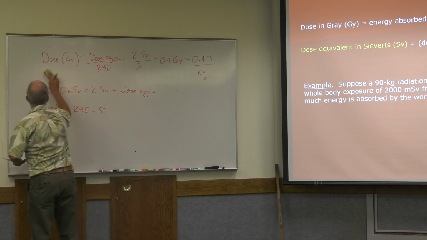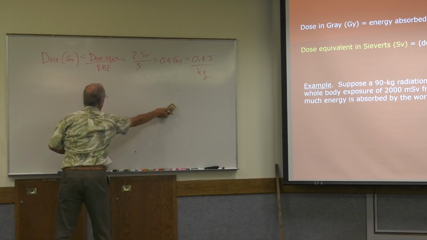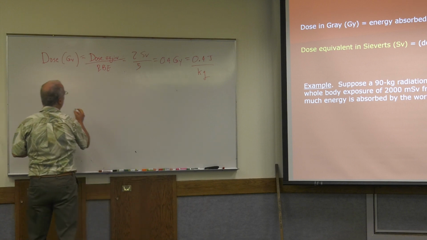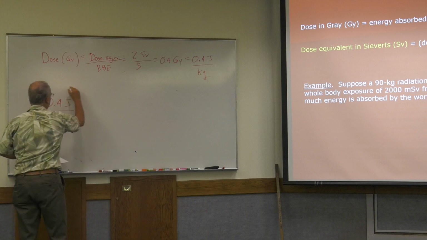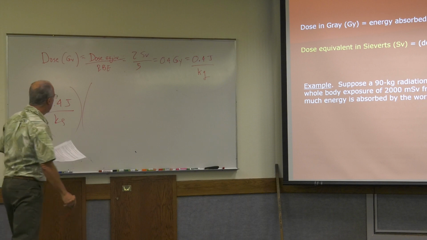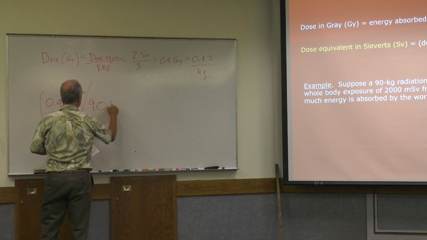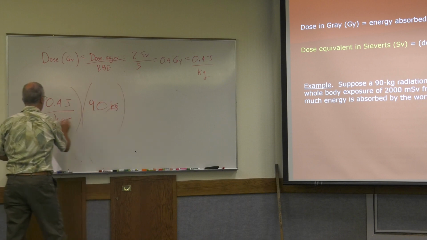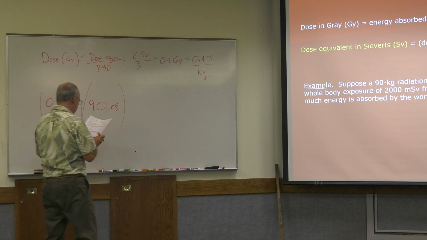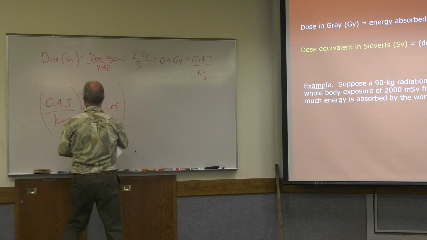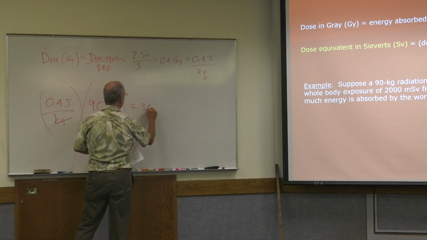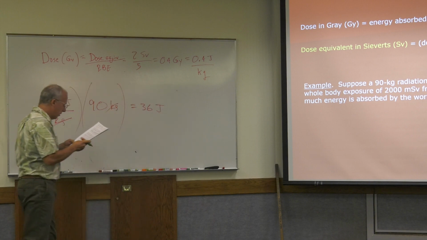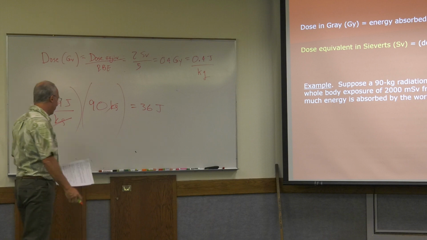Well, we want to know the total amount of energy that the guy received. So therefore, we say 0.4 joules per kilogram times 90 kilograms, right? See, the kilograms cancel. So 90 times 0.4 is 36, because 4 times 9 is 36. So 36 joules. So the guy received 36 joules of energy.